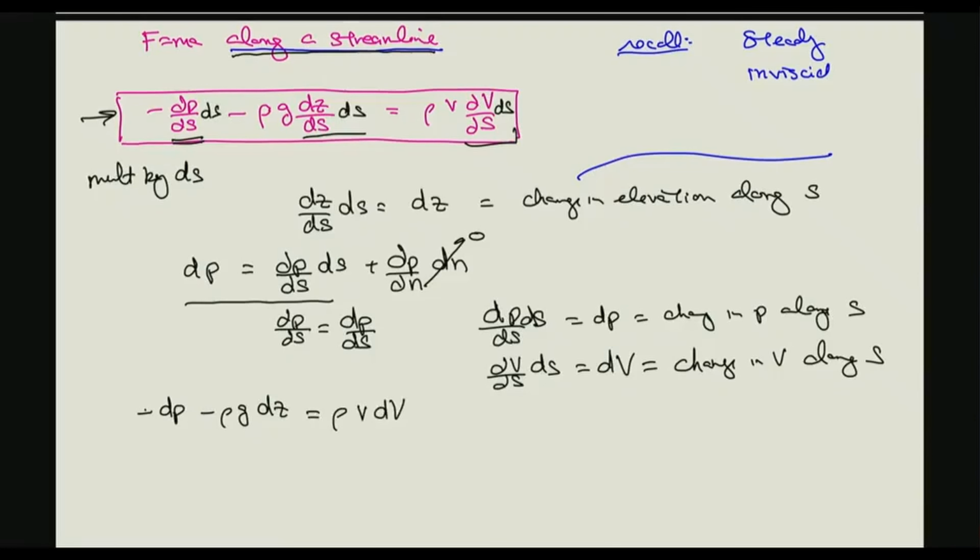Okay? And it relates changes in pressure, changes in elevation, and changes in the velocity along a streamline. And this last term here, we can write as rho 1/2 d V squared. Because when you take the derivative, this would be 2v, and then 2v dv, and then we would end up getting this.